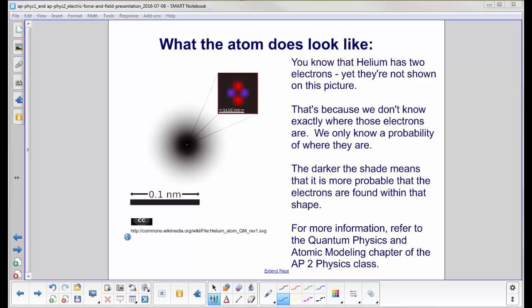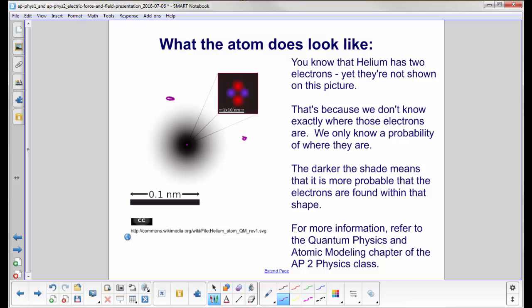You know that helium has 2 electrons. Well, maybe you don't know, but if we have 2 protons and we have a neutral atom, we need to have 2 electrons to balance off the charge. You don't see electrons here. You don't see an electron over here orbiting or another electron here.